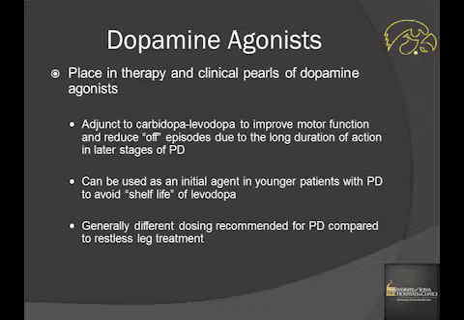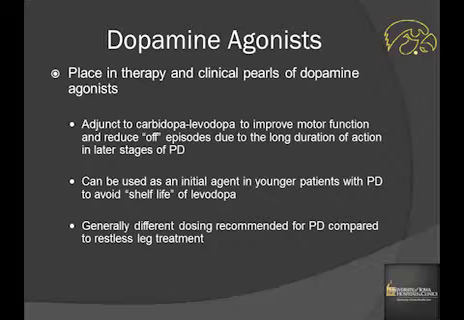There is some thought that it can be used as an initial agent, especially in younger patients, so patients who develop Parkinson's disease in their 40s, 50s. There's still a thought that there might be a shelf life to levodopa, although this is still a little bit unclear. This might be used as kind of a levodopa sparing effect, where you can get away with the dopamine agonist for some period of time and then switch to carbidopa-levodopa.